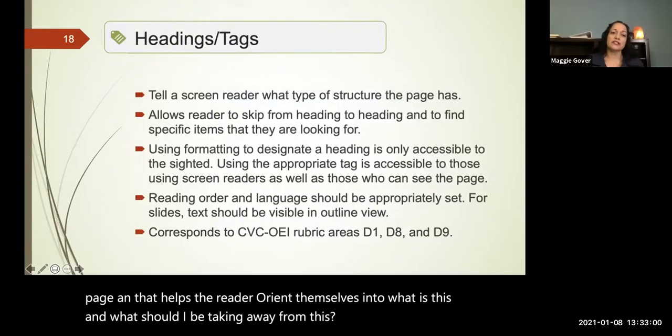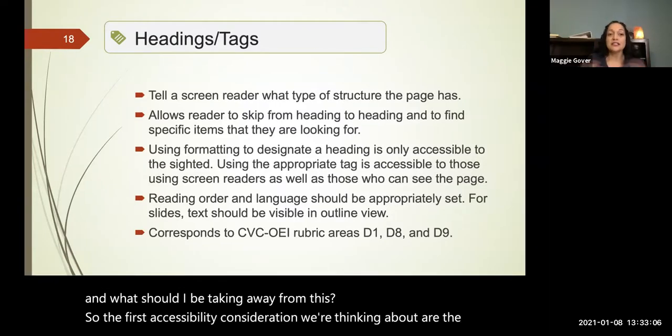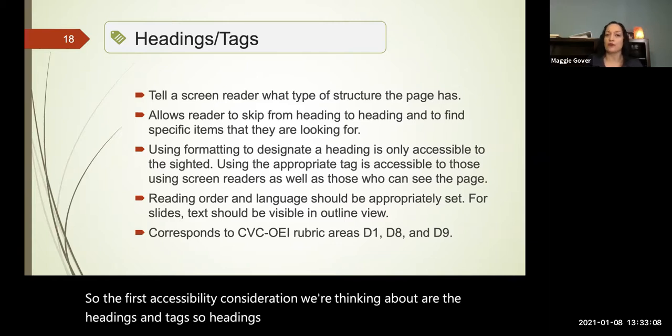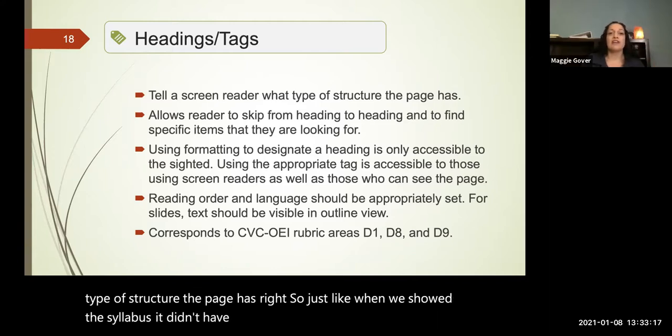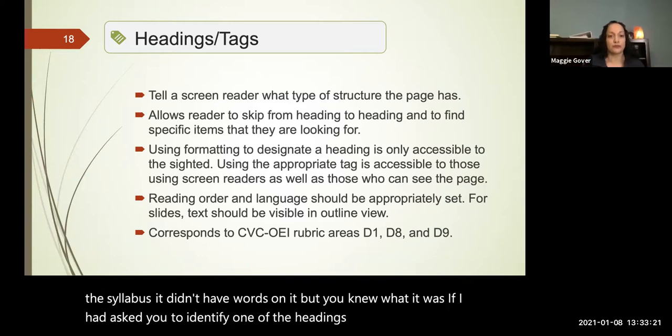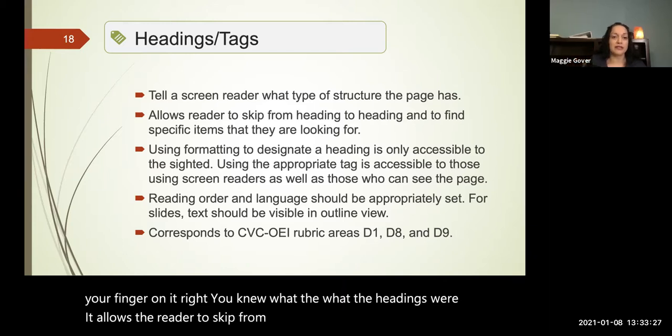So the first accessibility consideration we're thinking about are the headings and tags. Headings and tags tell a screen reader what type of structure the page has, right? Just like when we showed the syllabus, it didn't have words on it, but you knew what it was. If I had asked you to identify one of the headings, you could have put your finger on it, right? You knew what the headings were. It allows the reader to skip from heading to heading when they need to find something.